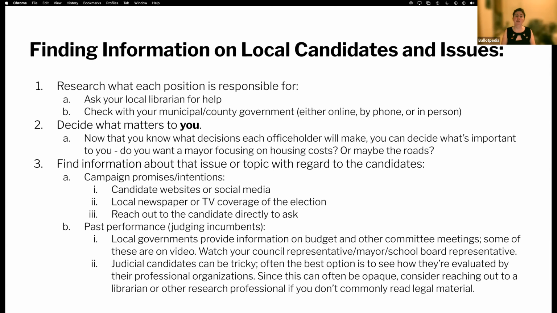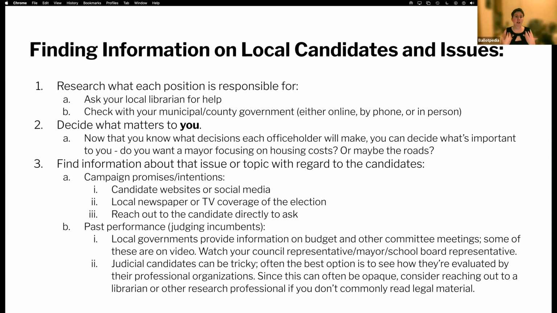You need to figure those out ahead of time. And then once you know what matters to you, you're going to search out information about that issue or topic. And there are 2 components to that. So first, you want to look at what candidates and campaigns are promising you. What are they saying that they're going to do? And you can find that from the candidates themselves. Candidates will have websites and social media, where you can reach out directly to the candidate to ask. That is one major benefit of local elections, that it's often much easier to get into contact with the people who are running.